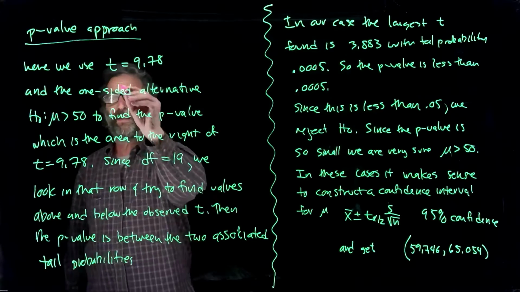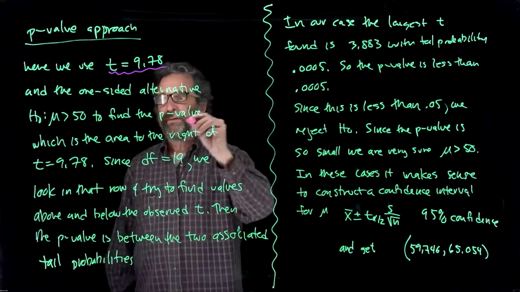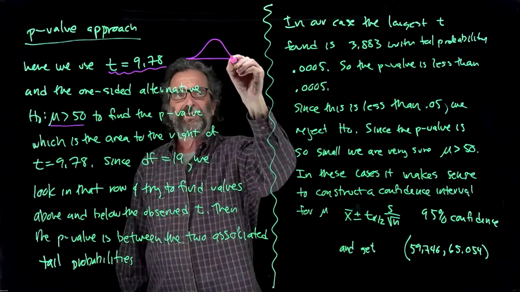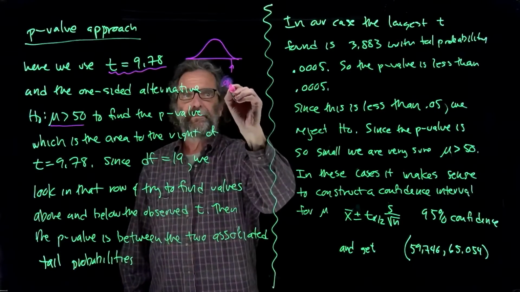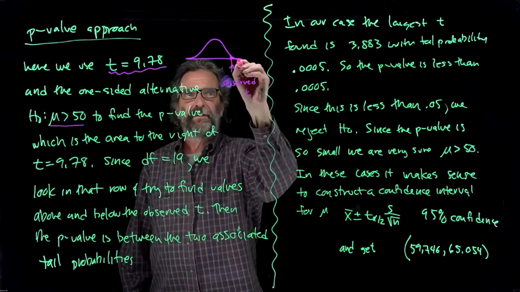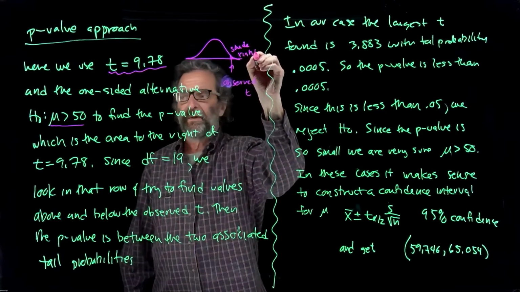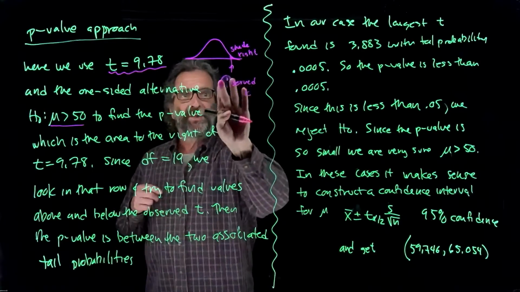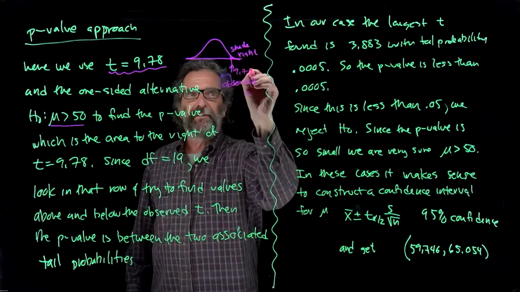We got 9.78. So we're going to use the 9.78 to create a p-value. We know the alternative is greater than. So to get the p-value, you would take the t-distribution, you take the observed value, and then you shade right. So if it's a greater than alternative, you shade right. If it's a less than, you shade left. So we shade right. That's 9.78, like that.